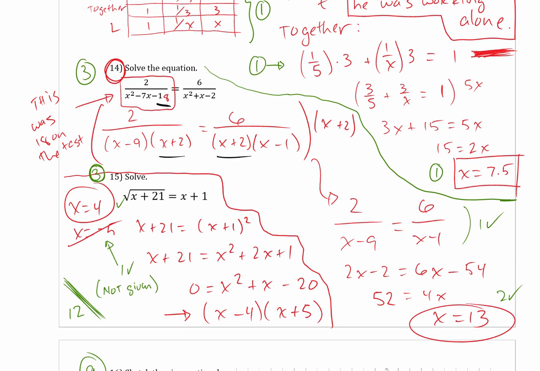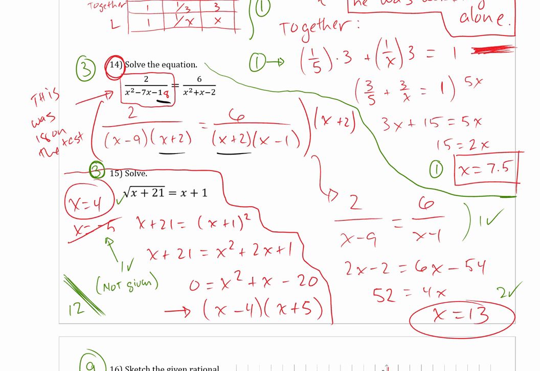And 13, by the way, plugs back in. 13 doesn't create a problem. The only values that would create problems would be positive 9, negative 2, and positive 1. 13 is not any of those, so I'm good.